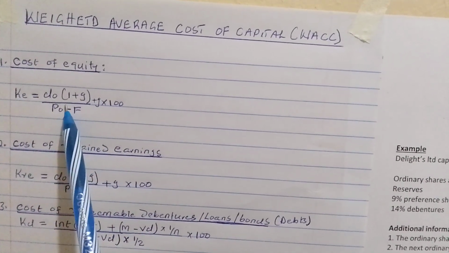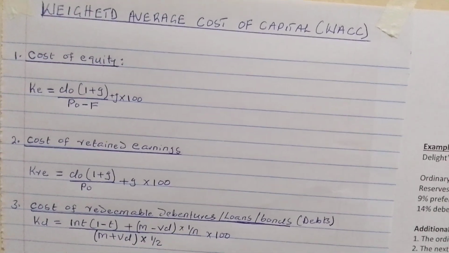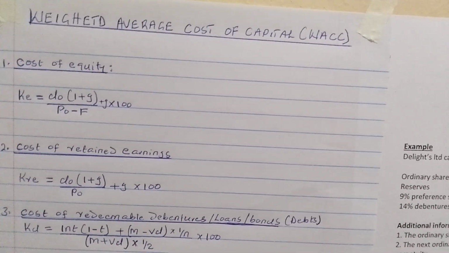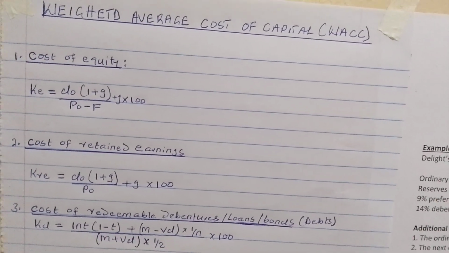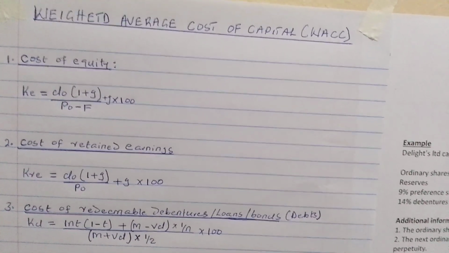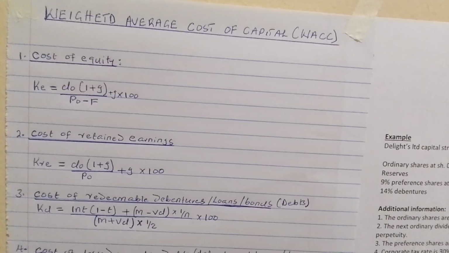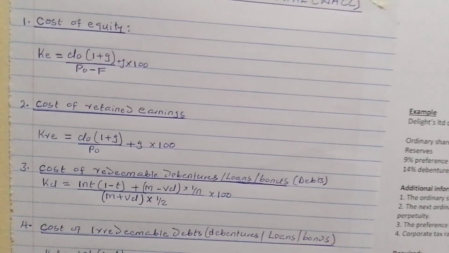If there was no flotation cost, then you just ignore the flotation cost because it was a 0. Then you plus growth rate, then you multiply by 100. That's the cost of equity formula.